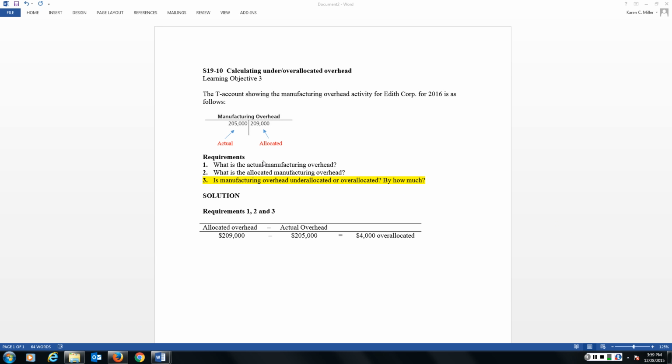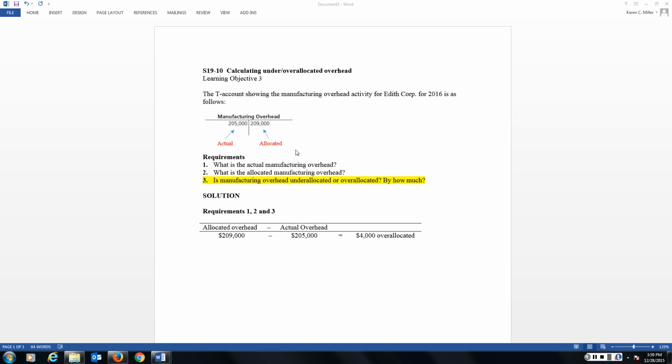Well, remember, as we discussed, actual overhead is debited to manufacturing overhead as it is incurred. So debits in manufacturing overhead are actually what we have spent. We actually spent $205,000 in manufacturing overhead. What did we allocate?